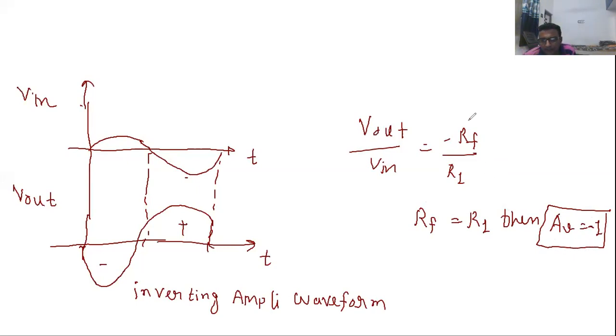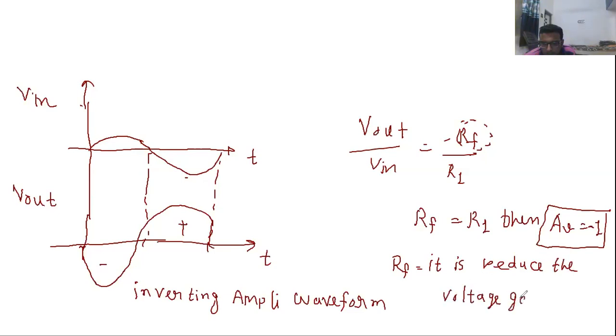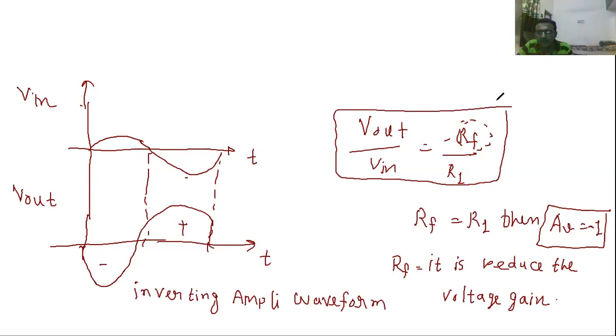So this is the feedback resistor. It reduces the gain. What is the function of Rf? Already explained, it reduces the voltage gain. In open loop the gain is infinite, but here it can be reduced to minus Rf by R1. See this equation very carefully. So it is considered as the inverting amplifier voltage gain.